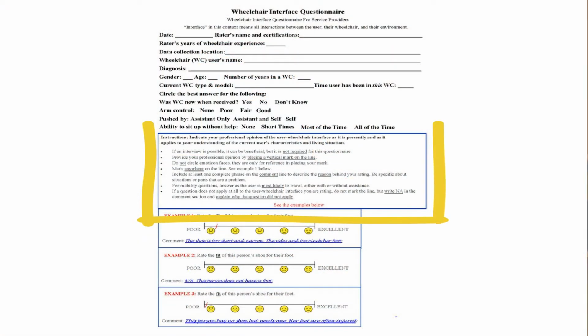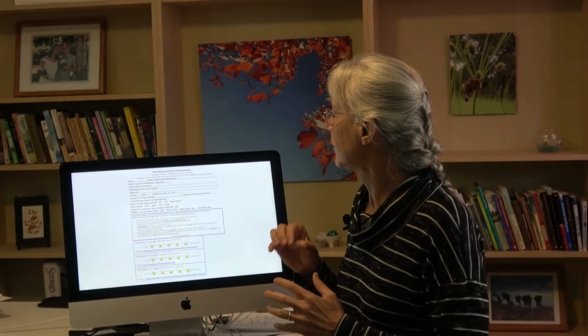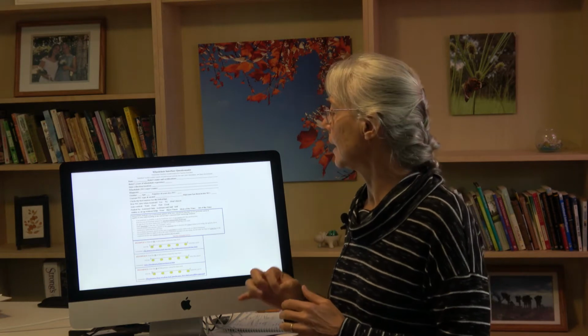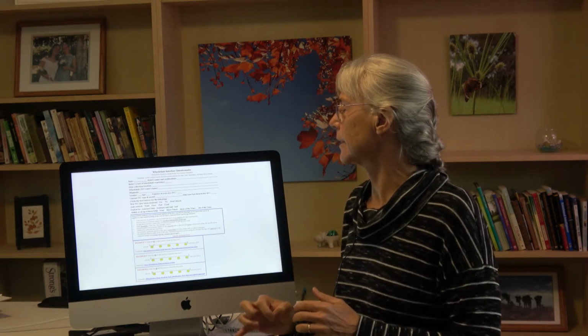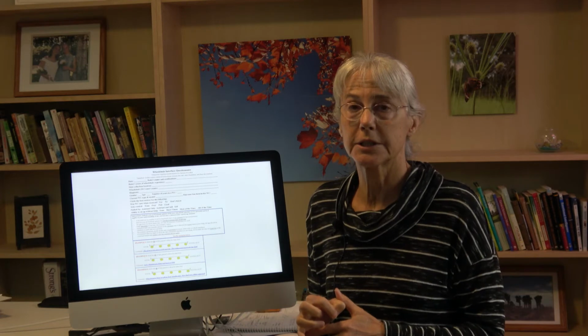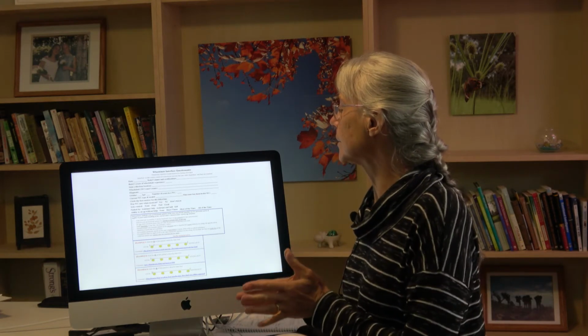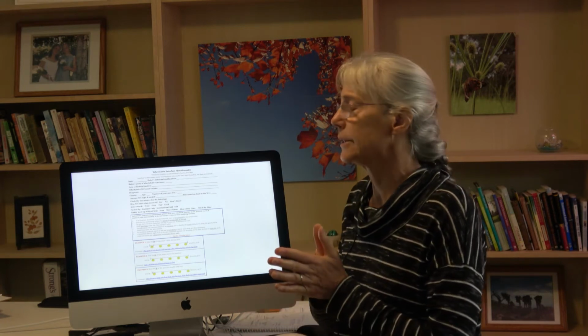The instructions at the top say indicate your professional opinion. Notice it says professional opinion. This is a questionnaire. It's not a checklist. It's your professional opinion of the user wheelchair interface as it is presently, based on your understanding of its current user's characteristics and living conditions. This is your professional opinion. If an interview is possible, it can be beneficial, but it is not required.